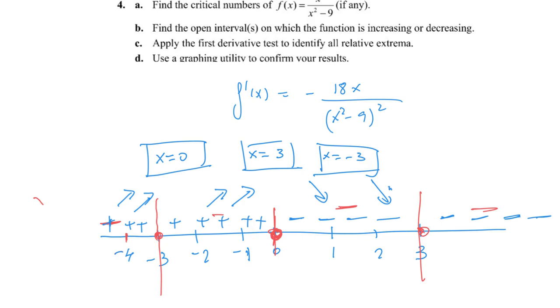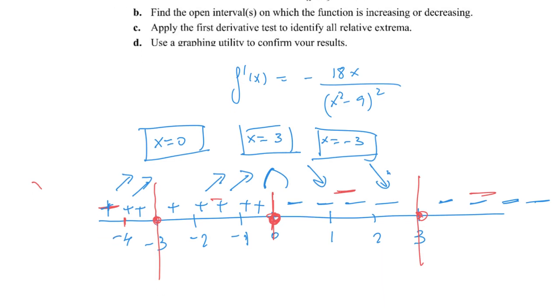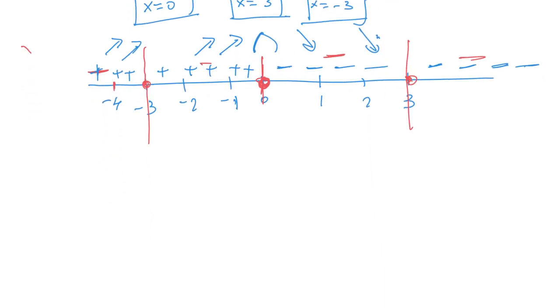You can use GeoGebra, plug in the function and see how it will look. At the points 3 and minus 3, there is an asymptote because the slope goes to infinity. At x equals 0 the derivative changes from positive to negative, so it is a maximum. At x equals 0 there is a maximum. It will go like this.